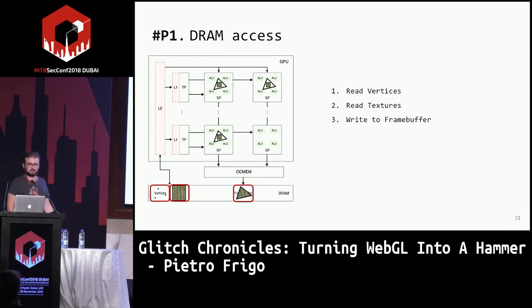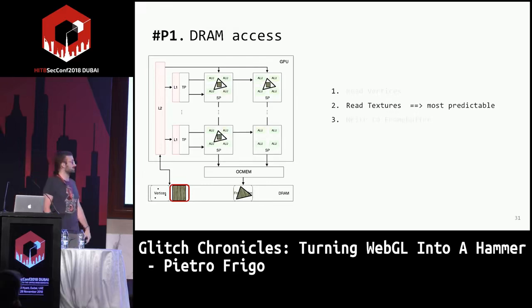So we had to pick one, and we decided to go with the textures because it was the most predictable. So the problem with the vertices was that they run in parallel, so the stream processors just run the vertex shader in parallel, so you don't know exactly how to coordinate the memory accesses if you allocate enough vertices to cover multiple rows. With the frame buffer, instead, the problem is this thing called OCMEM, which is the on-chip memory. At least on mobile systems, they usually have a bigger cache that stands between the shader, the stream processors, and DRAM. And this stops again our access to DRAM.